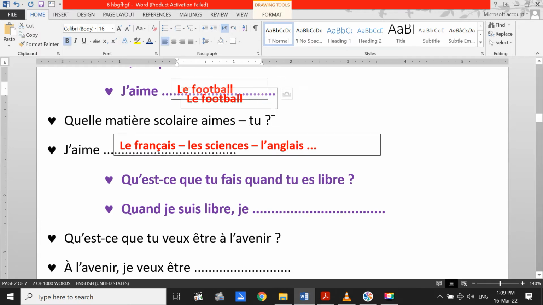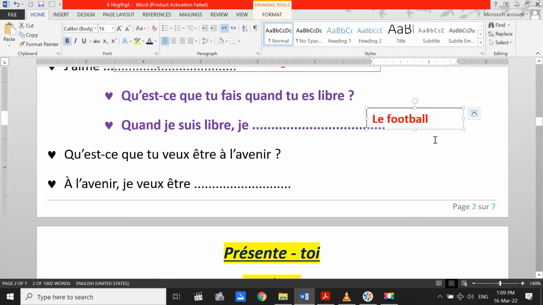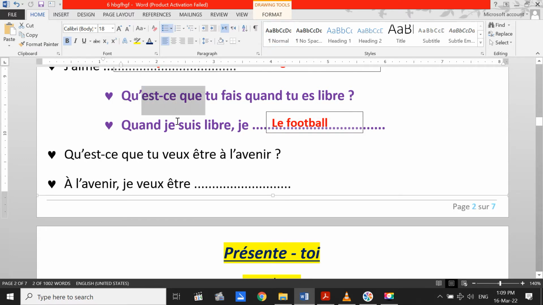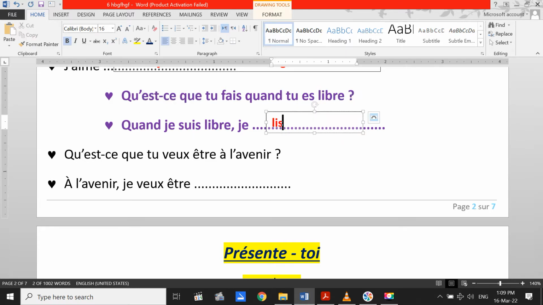Okay. Another question. Qu'est-ce que tu fais quand tu es libre? Qu'est-ce que tu fais? What do you do? Qu'est-ce que, what, as we said here, they wrote est-ce que to arrange the sentence after que, which means what. Quand tu es libre. When you are free. What do you do when you are free? When you don't have something to do. Quand je suis libre, when I am free, par exemple, je lis, I read. And it can be je joue, I play. And you can continue after play. Je joue à des jeux vidéo.